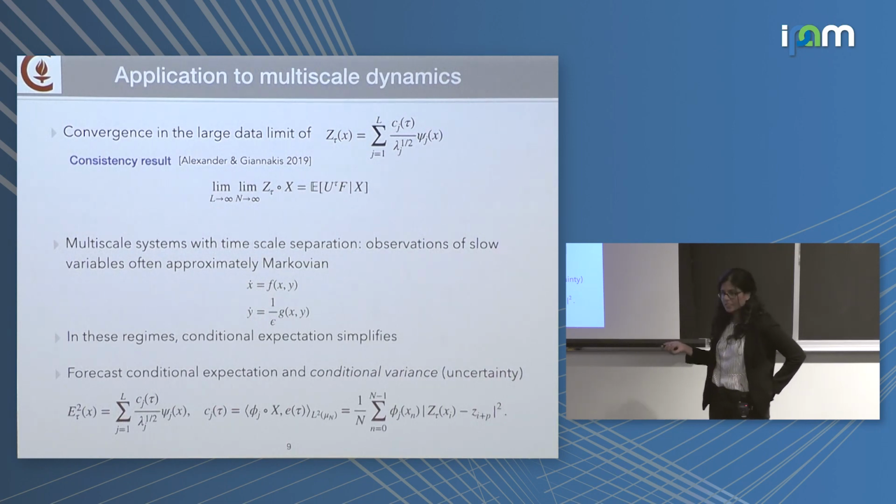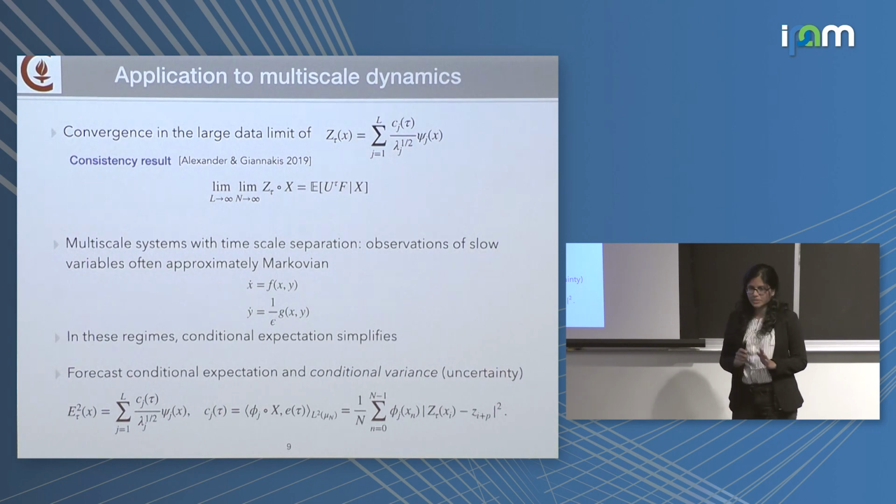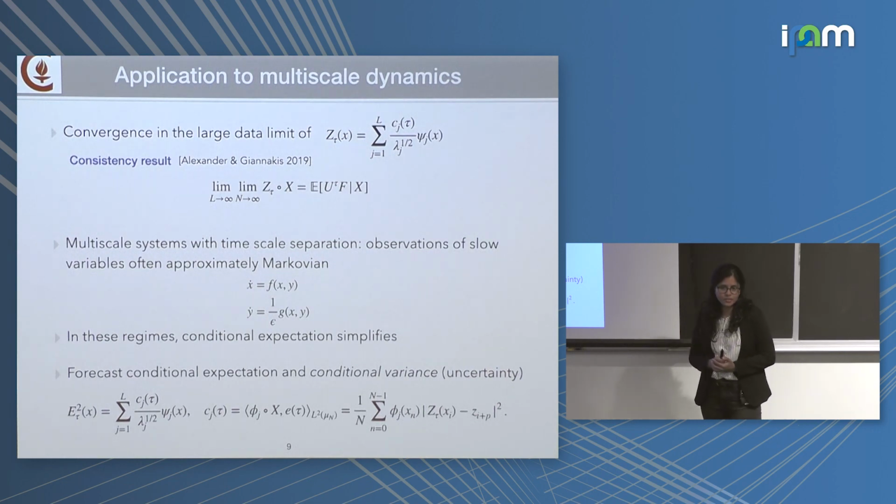So we're going to apply this methodology to multiscale systems with clear timescale separation between slow and fast variables. And we're going to only observe the slow variables, which are often approximately Markovian for certain classes of multiscale systems. So here we have our x, which is coupled with our fast variables y, and the y dynamics are scaled by this epsilon parameter, which defines our timescale parameter. As epsilon goes to 0, the scale separation between y and x will increase.